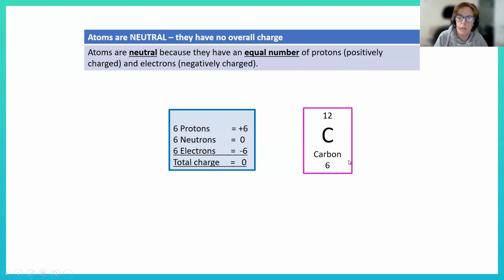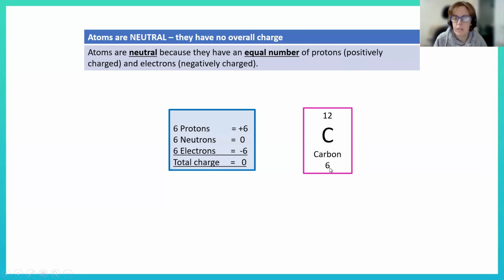Now, this small number tells me how many protons this element has got in its nucleus, and that is also equal to the number of electrons it's got going around the outside of the nucleus. This big number is the number of protons plus the number of neutrons. So I know that carbon has got 12 protons and neutrons, that's the total. And because I know from here that it's got 6 protons, I can work out that it's also got 6 neutrons, because 12 minus 6 is 6.